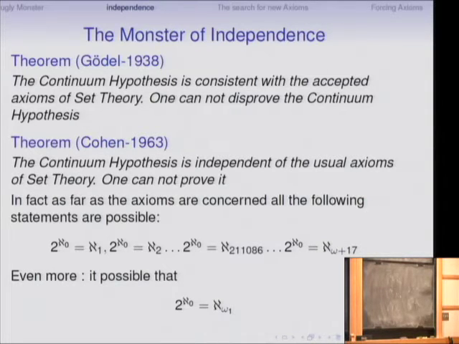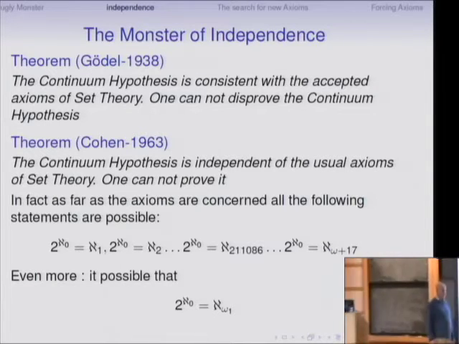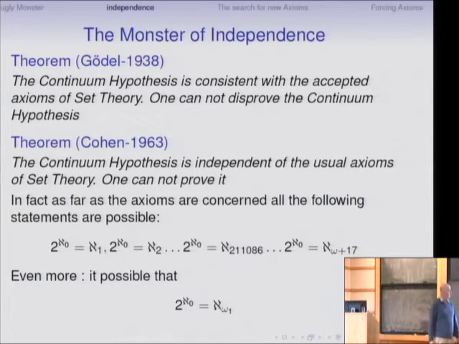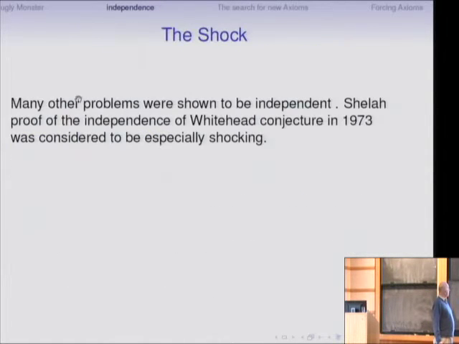Now, it was worse than that. It's not just that the continuum hypothesis turned out to be independent. Once the wonderful method invented by Cohen, forcing, was available, you could show that many, many different problems are independent of the axioms. Problems that mathematicians in different fields were looking at turned out to be independent. For instance, another interesting example is the Whitehead problem from abelian group theory, which was proved by Shelah to be independent.